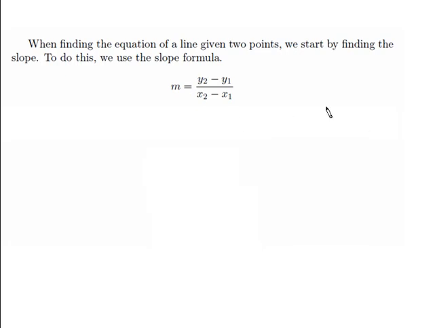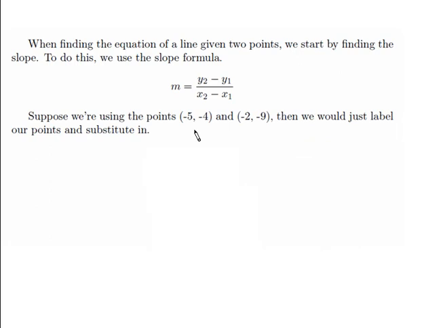Here we've got some points, (-5, -4) and (-2, -9), and we would just label these points and substitute them in. I'll let this point right here be our x1, this will be our y1, this will be our x2, and this will be our y2. And we'll just substitute those values in for these variables up here.